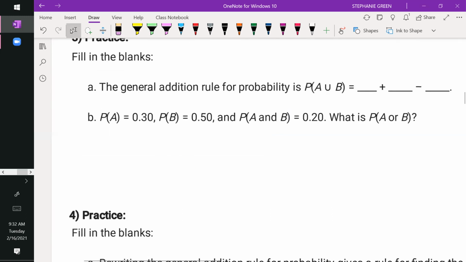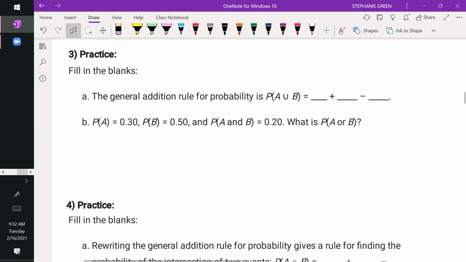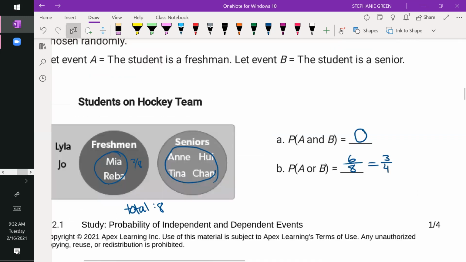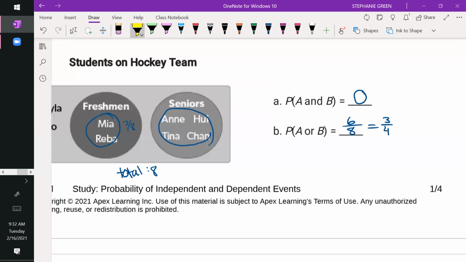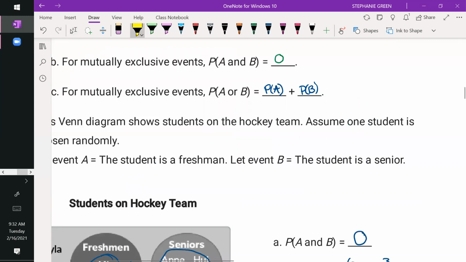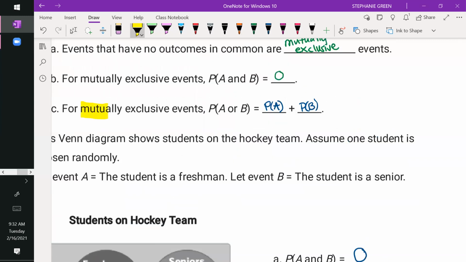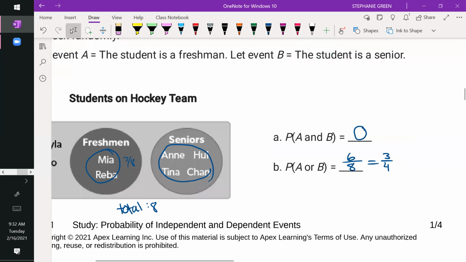So this is the general addition rule for probability. Up here, to get the A or B, if they are mutually exclusive, the probability of A or B would be just the sum of those two probabilities. Okay, so with this one, we just added them up. 2 eighths plus 4 eighths is 6 eighths, or 3/4.